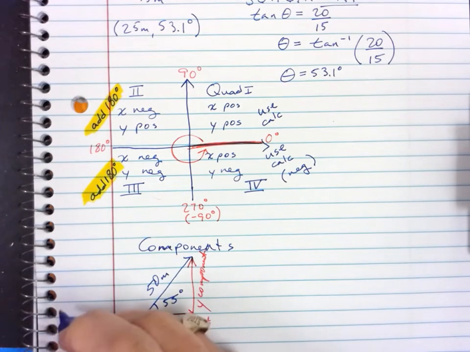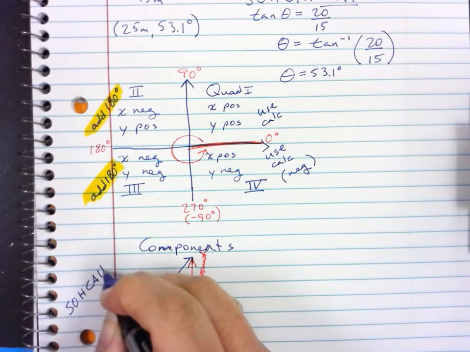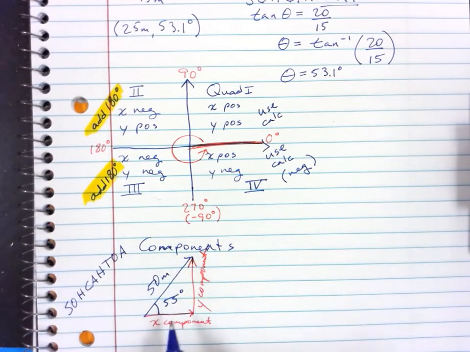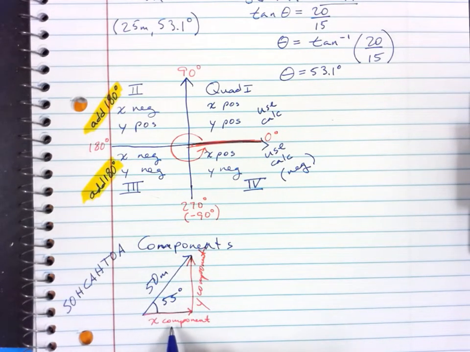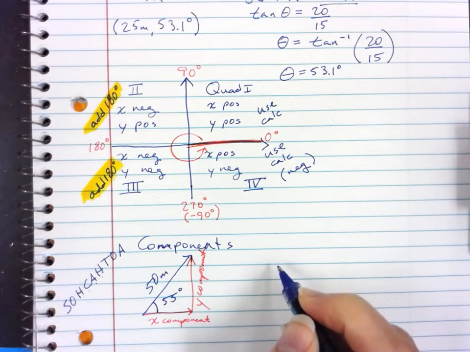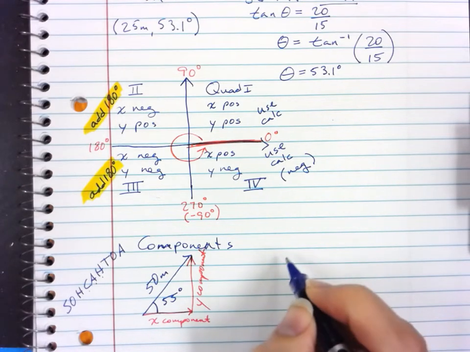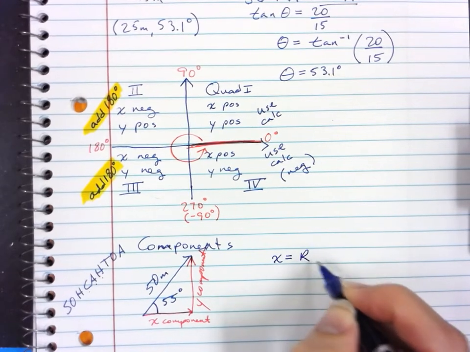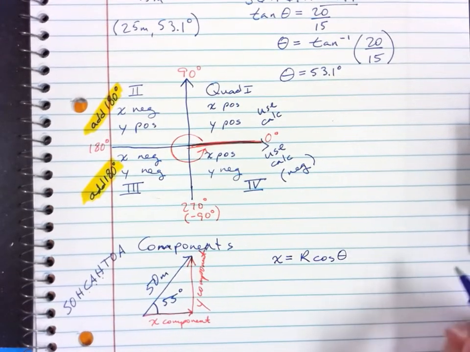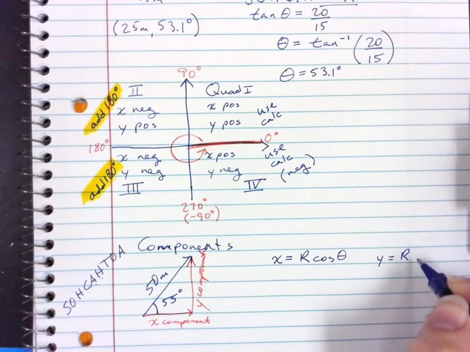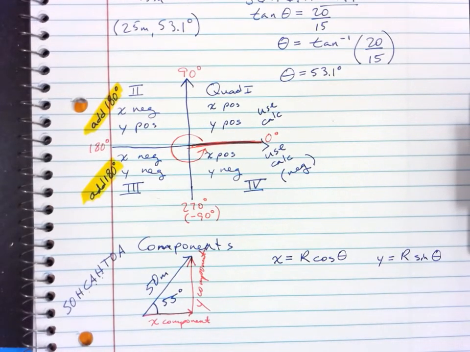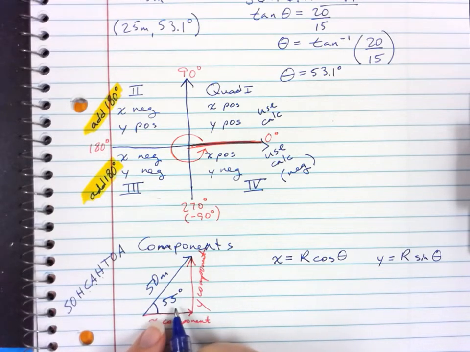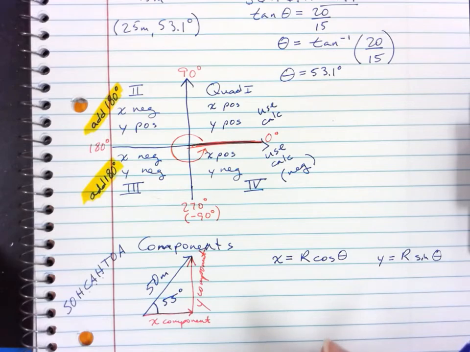So if you again go back to SOH CAH TOA, I know the angle, I know the hypotenuse. If I'm looking for the x component, that's adjacent to 55. Adjacent and hypotenuse is cosine. So the x component is the resultant times the cosine of the angle. The y component is the resultant times the sine of the angle.